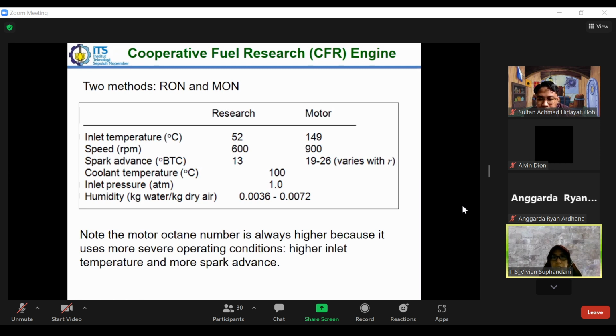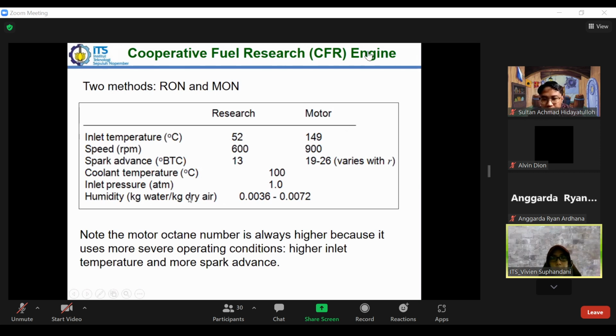For getting the RON value, the inlet temperature is 52 degrees, while for MON we have 149 degrees Celsius. The rotational speed is different, the engine speed is different, and the spark timing is also different, so the spark advance is different. The coolant temperature and the inlet pressure are kept constant.